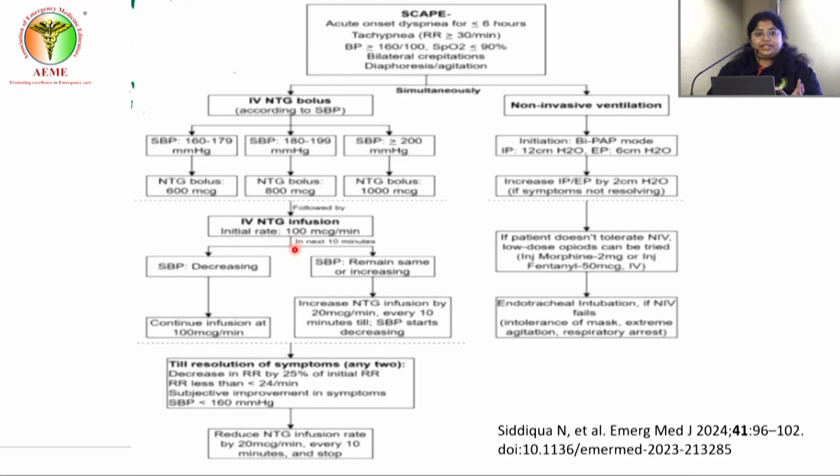And every 10 minutes, the patient would be reassessed. If the SBP is in a decreasing trend, the infusion would be continued at 100 micrograms per minute. And if the SBP remains the same or is increasing, the NTG infusion would be titrated up by 20 micrograms per minute until the SBP starts decreasing and the patient symptomatically improves, till the resolution of symptoms, any 2 of the below mentioned, following which the NTG infusion would be tapered and stopped. This was coupled along with non-invasive ventilation.